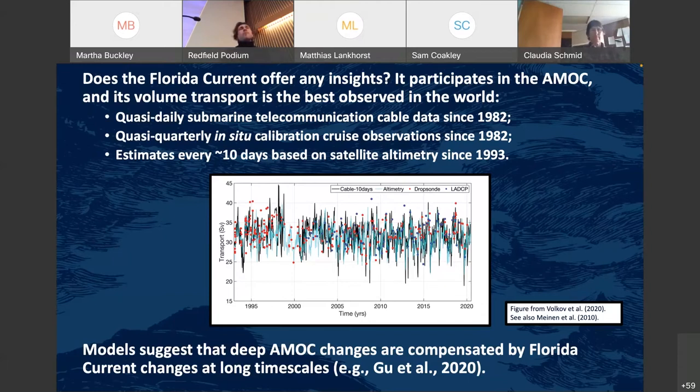So it stands to reason, if there is this forced decline in the AMOC and the deep return flow, we may expect to see it in the Florida Current. So this is great. We have dynamical reasons to believe we might be seeing the signal in the Florida Current.